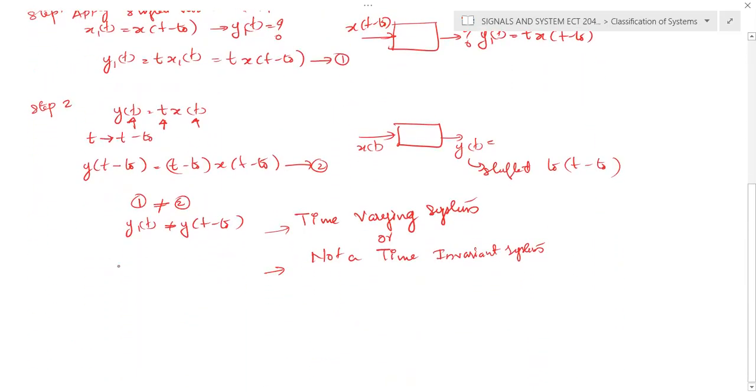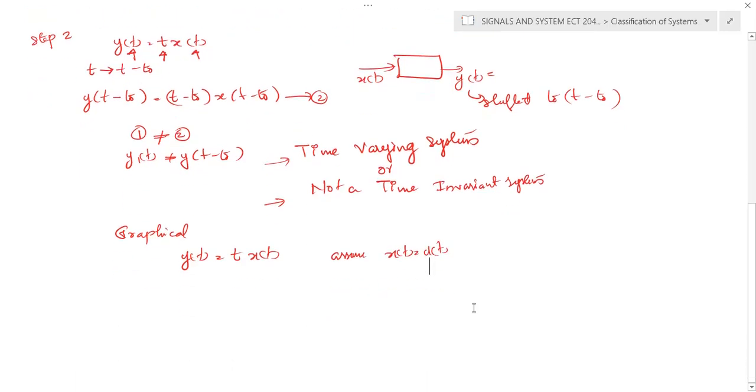For this problem, assume that in a graphical way I can explain this particular problem. For example, assume that y of t is equal to t into x of t, and assume that x of t is a step signal u of t. Graphically, u of t means a step signal, which exists from 0 onwards, which is equal to 1, and this is the t axis.